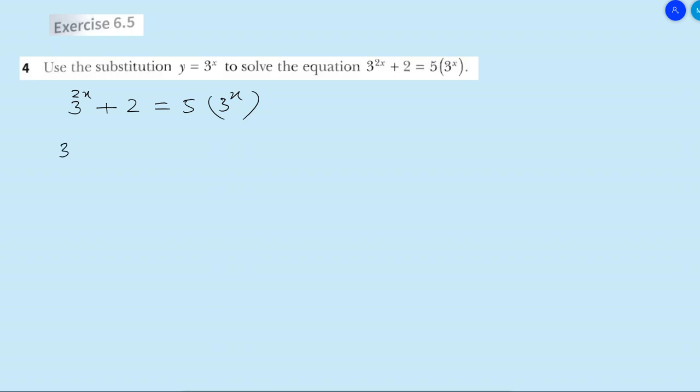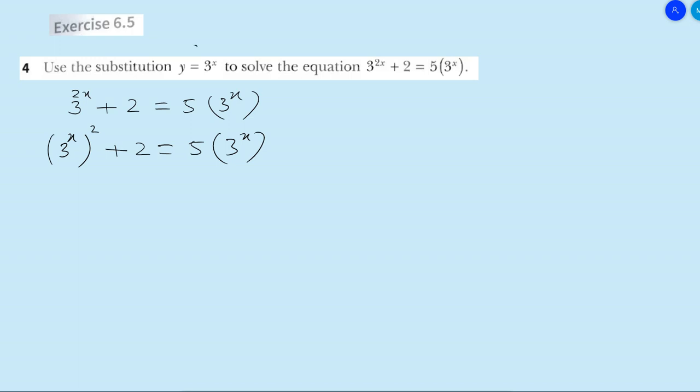If I write this 3 power 2x in terms of 3 power x into 2, is it correct or not? Yes, 100% correct, because according to the rule of indices, power to the power is always multiplied. So 3 power x and then power 2 means x into 2, again we get 2x. Plus 2 equals 5 into 3 power x.